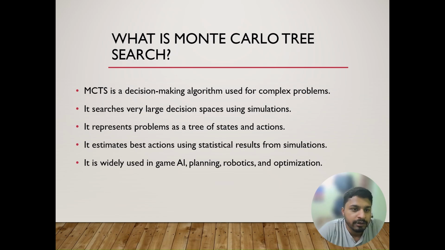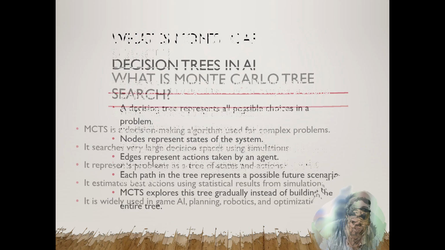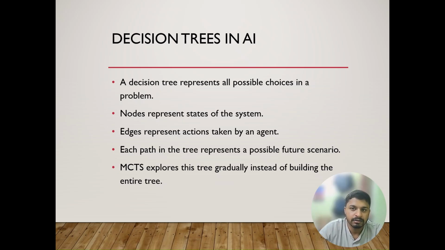What is Monte Carlo tree search? Monte Carlo tree search, MCTS, is a decision making algorithm used for complex problems. It searches a very large decision space using simulations. It represents problems as a tree of states and actions. It estimates the best actions using statistical results from the simulations, and is widely used in game AI, planning, robotics, and optimization problems.